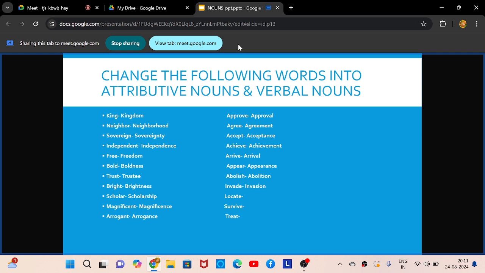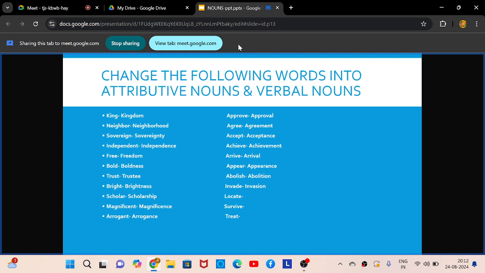Okay. So magnificent means something which is very large. That is called magnificent. And from that adjective, you get magnificence, which is an attributive noun. Similarly, arrogant. Arrogant means to be in a very rough and tough manner. So arrogant is actually an adjective. It's a negative quality. Okay. So from the word arrogant, you get arrogance. Okay. Yes, Jia, you can read the words on the right side.